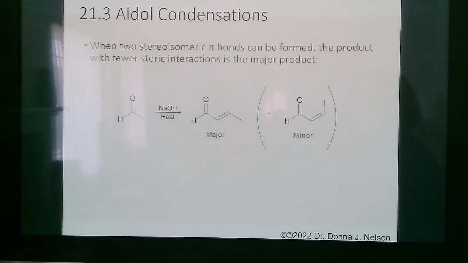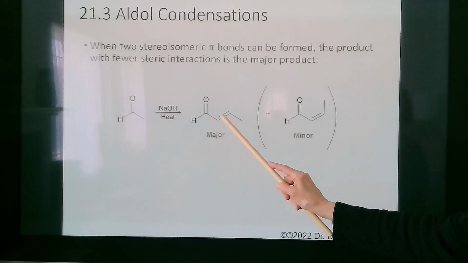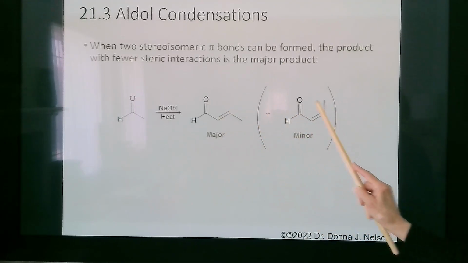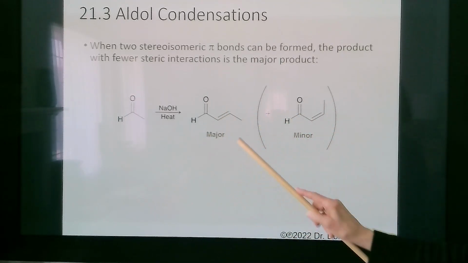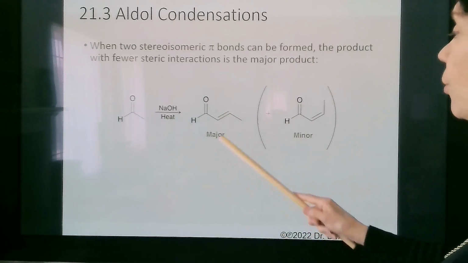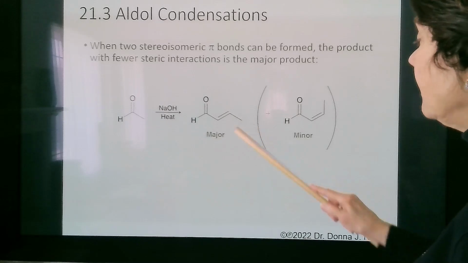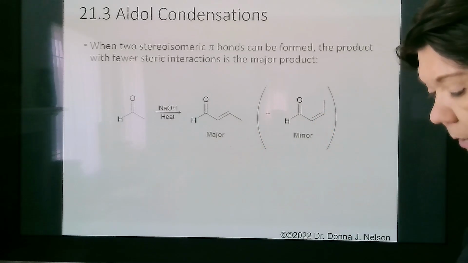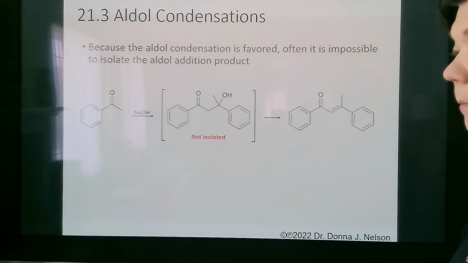So if you can get either the cis or the trans isomers, the one with the lower steric requirements will be the major product. So obviously that will be the trans double bond. The cis double bond will be the minor product.